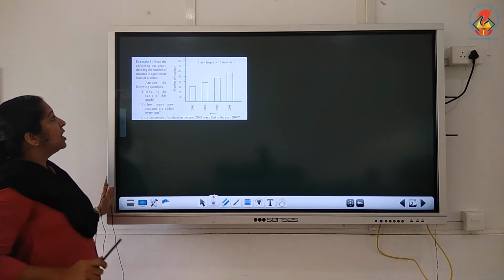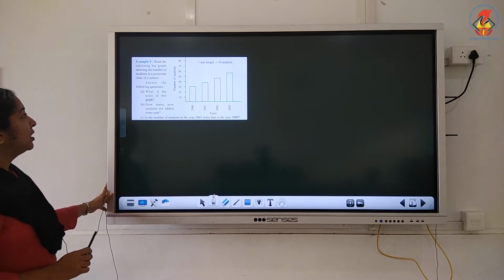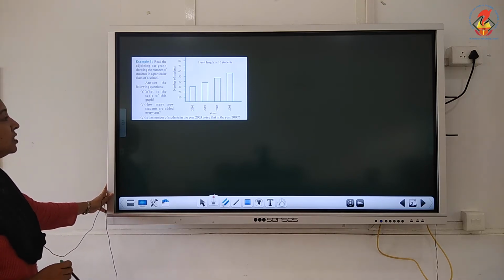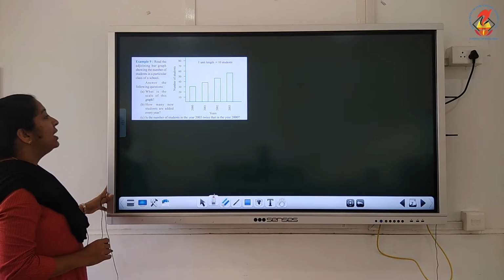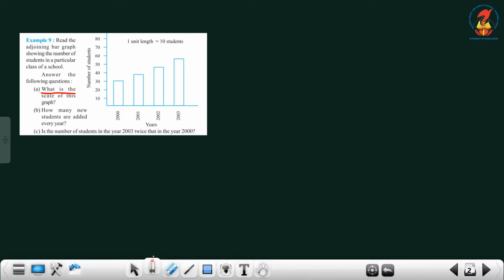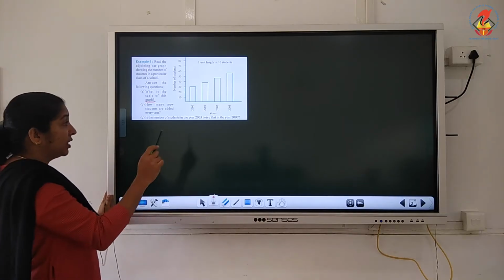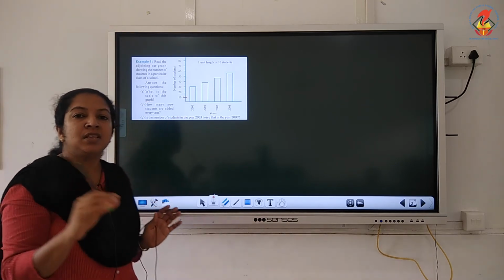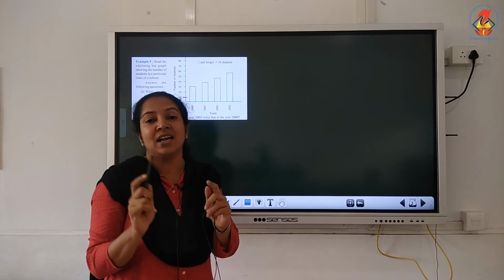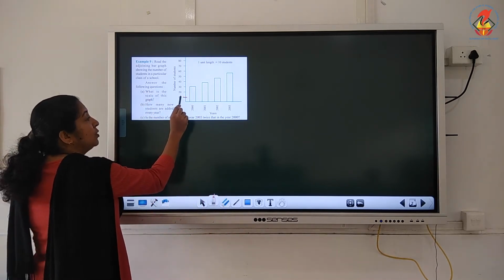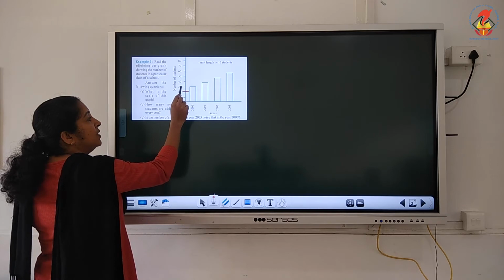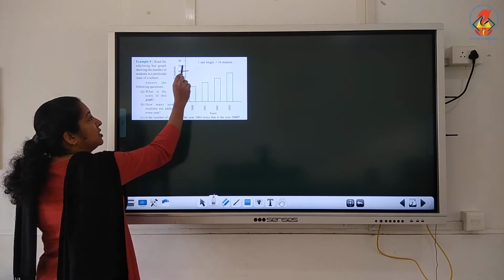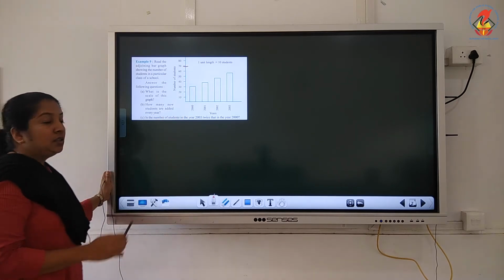Consider this example 9. Read the adjoining bar graph showing the number of students in a particular class of a school. Answer the following questions. What is the scale of this graph? Scale means usually we are drawing this in a graph book or graph paper. In graph paper you can see squares, and each square contains 10 lines. So, the first square you can take as 10, second one 20, 30, 40, 50, 60, 70. The difference should be equal.